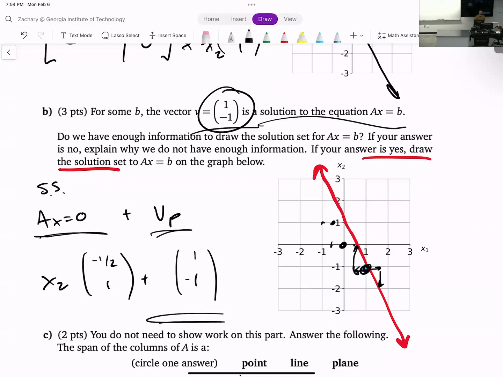Other questions? Okay. We know it's a particular solution because we know it is a solution to this b, and that's the definition of a particular solution. Whenever you see something that says this is a solution to this, you can add it to the null space solution.